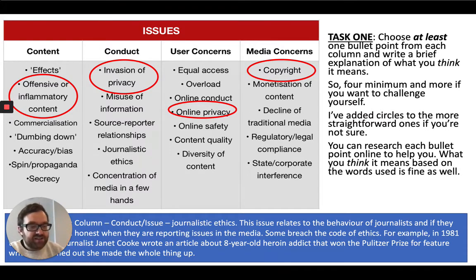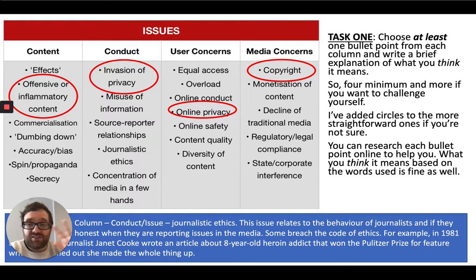User concerns. So equal access. Can everybody who needs access to something get that access? Overload, too much of something. Screen time, for example, is a big debate around an overload of media. Online conduct, that's really to do with rules and behaviours. A lot of this stuff feeds a little bit more into social media. So how people behave online.